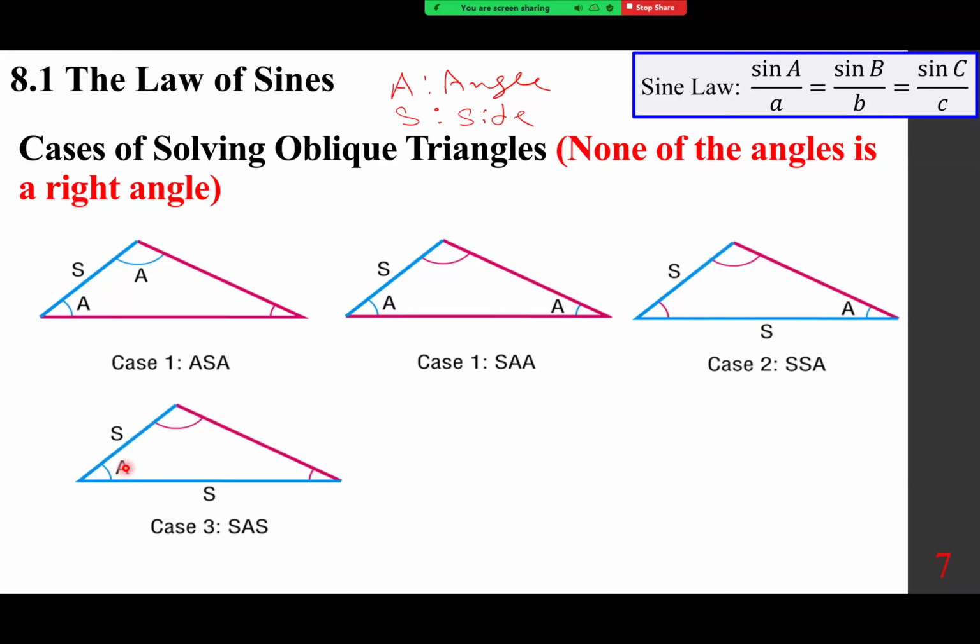SAS. So it seems to be similar to that. The difference between these two is that in SSA the angle is not in between. In this case, the angle must be in between. Side, angle, side, is called the included angle. And finally, when we have three sides known. So these are the various cases.